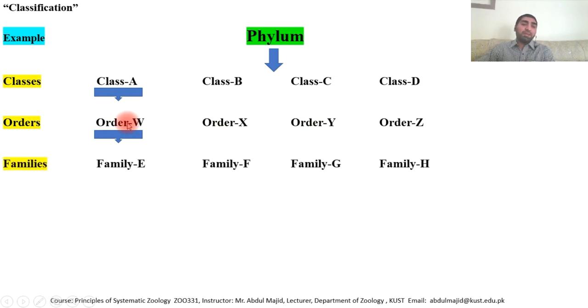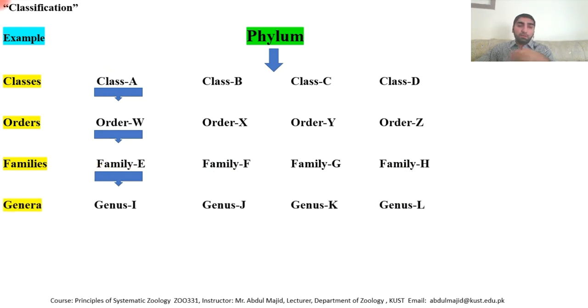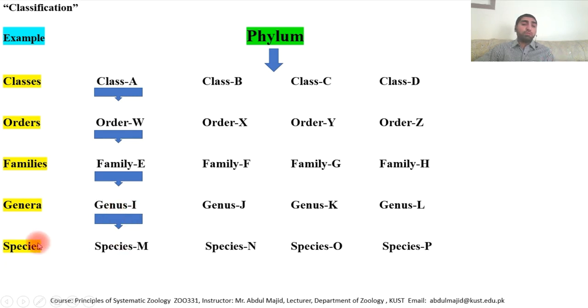Order W will again be divided into subordinate groups, like families: family E, family F, family G, and family H. Then again forget about these, just talk about family E. Family E is again a very huge group, so we divide it into subordinate groups, which will be genera: genus I, genus J, genus K, and genus L. Again forget about these three genera and just think about genus I. Again we divide the genus, because it's a very huge group, into species: species M, species N, species O, and species P.